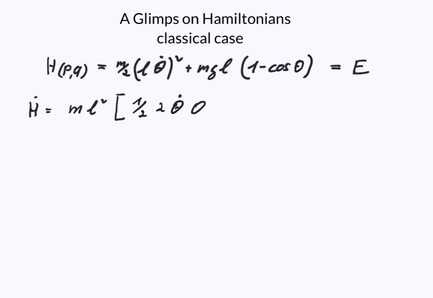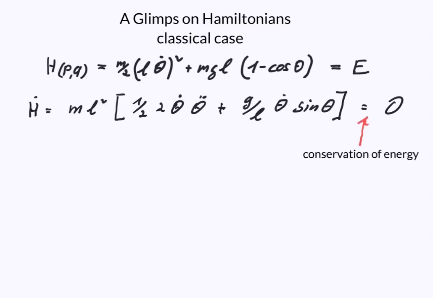This time derivative gives a prefactor ml squared times 1/2 times 2 times the time derivative of the angle, times the second derivative in time of the angle plus g divided by L times sine of the angle, times the time derivative of the angle. And this should be equal to the time derivative of the energy, which actually is 0 if we assume that we have conservation of energy. Now we divide out prefactors.